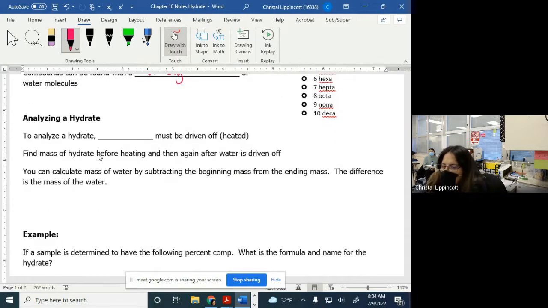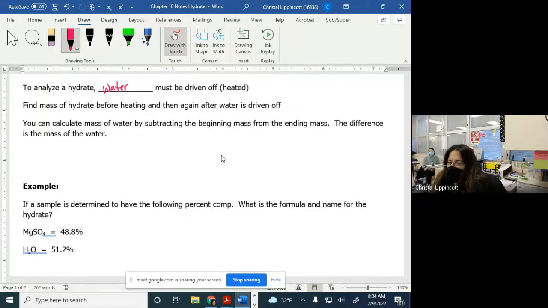Okay? To analyze the hydrate, the water must be driven off or heated. So you heat the compound, and that's what you're going to do tomorrow: you're going to take a sample that has that water attached to it. You're going to heat it, and then you're going to weigh it or measure the mass of it after the water's been driven off, and then you can figure out how much water was in there to begin with.